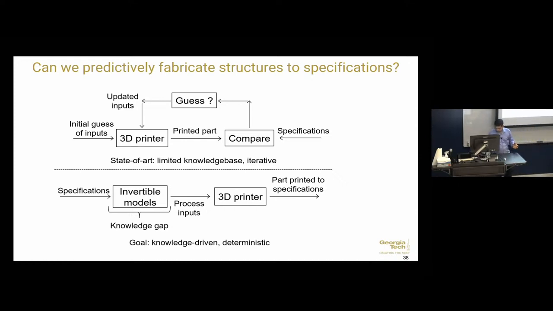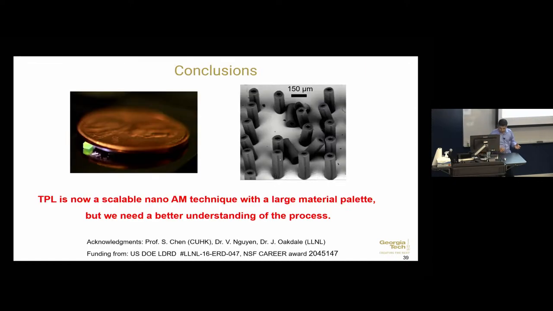I'm going to stop here with this comment that the process itself is now scalable both from a materials perspective and also from a throughput perspective, but we don't know enough about the process to a point that we can deterministically make parts. So applying it to real-world applications is still challenging due to a large process knowledge gap.